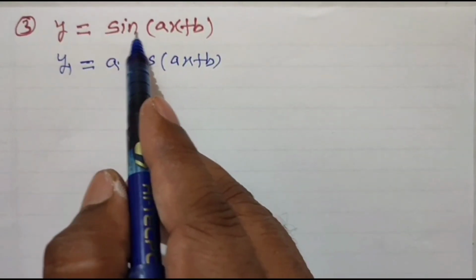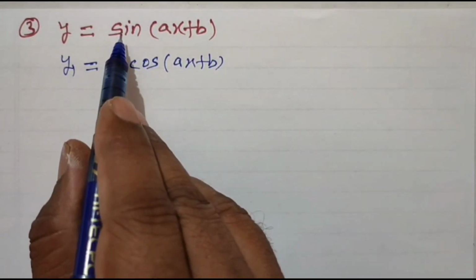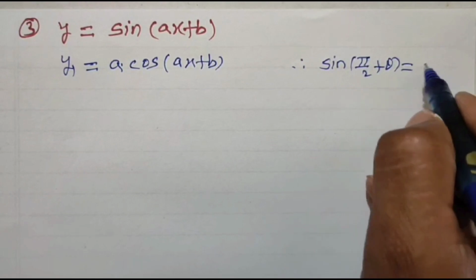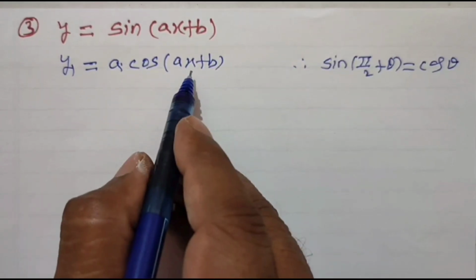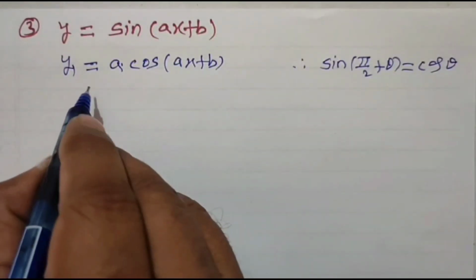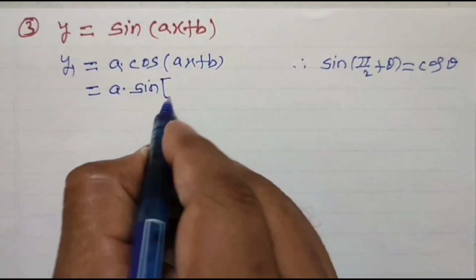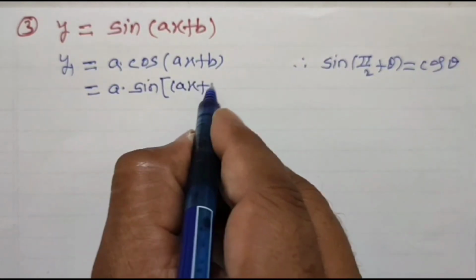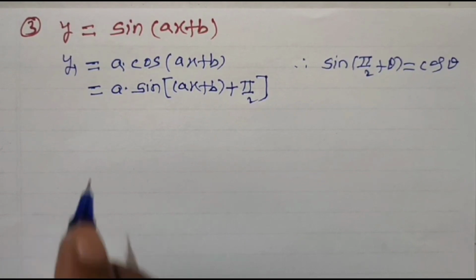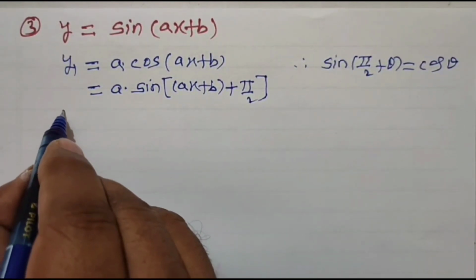But the given function is a sine function, so the cosine function you have to express in terms of sine. Sine of pi by 2 plus theta is equal to cos theta. Cosine of ax plus b you can express in terms of sine by using this formula. Hence, this is equal to a into sine of ax plus b plus pi by 2. This is the first order derivative. Once again differentiate y1 with respect to x, that gives y2.